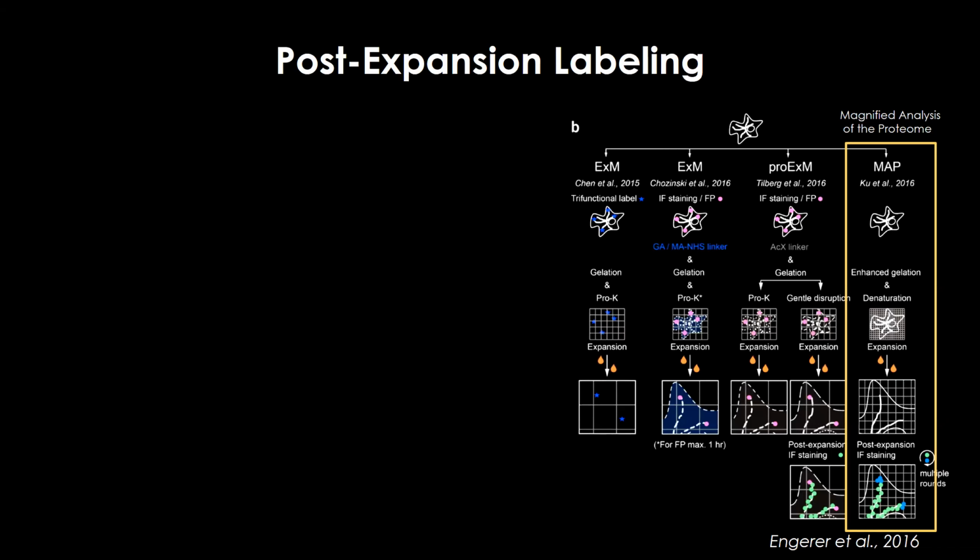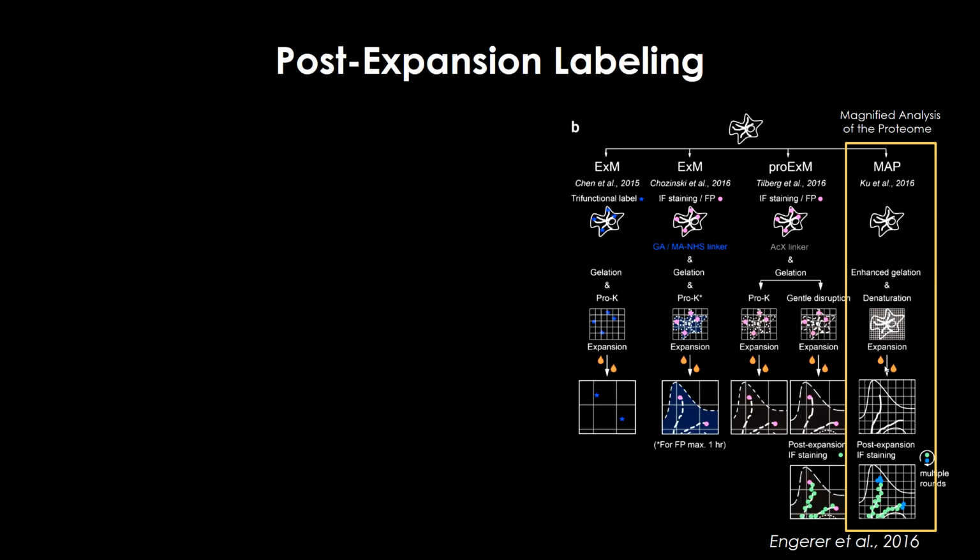But there are several techniques that apply staining after the expansion. Most of them are based on the magnified analysis of the proteome expansion technique. In this technique, you first fix the sample, bind it to the gel, digest it using usually SDS and heat and some other chemicals, and then you expand it, and then you stain after the expansion.